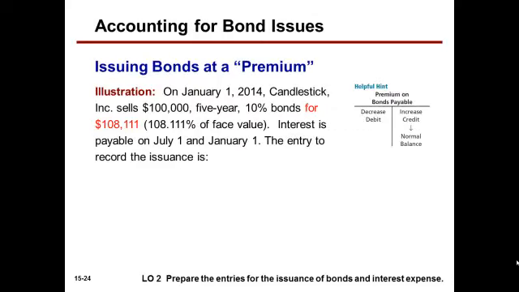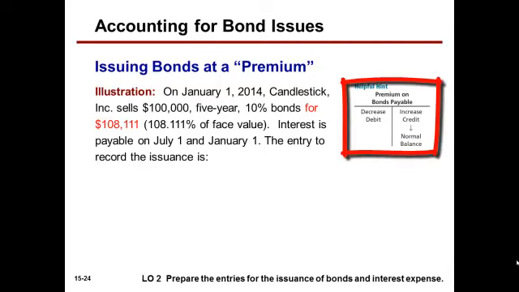Now let's switch to issuing these same bonds at a premium. In other words, the marketplace is different upon issuing these bonds. We're going to sell these bonds on January 1st for $108,111. That is 108% of face value. Interest is again payable on July 1 and January 1, so the entry to record the issuance will be as follows. By the way, note that we have another new account here called Premium on Bonds Payable. Its normal balance will be a credit balance. Let's see how that works.